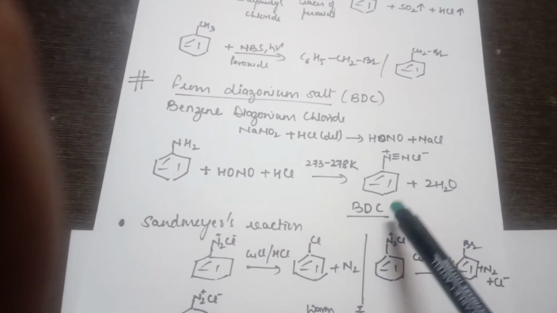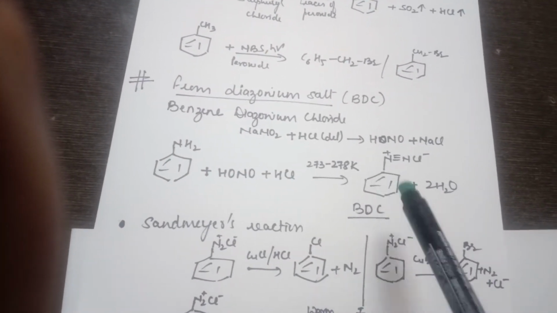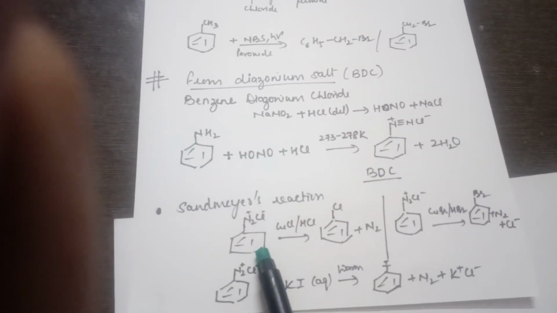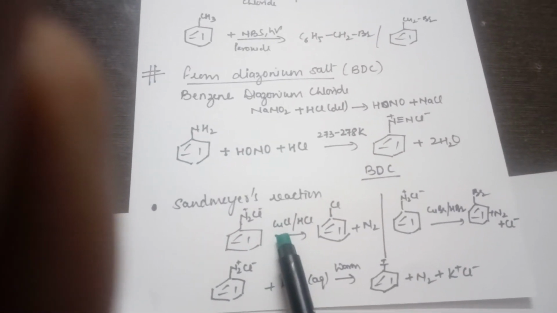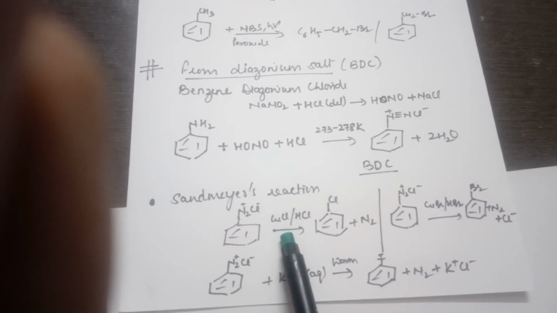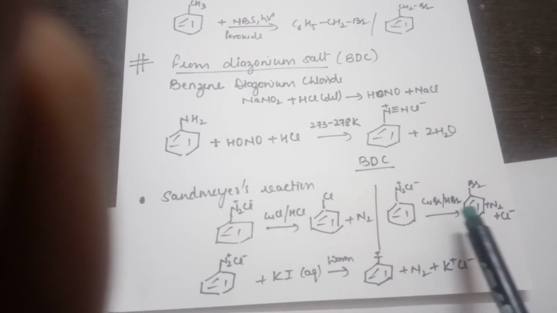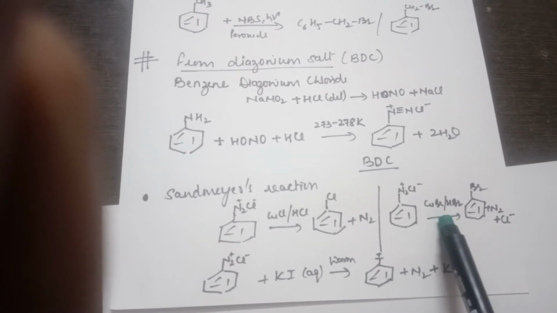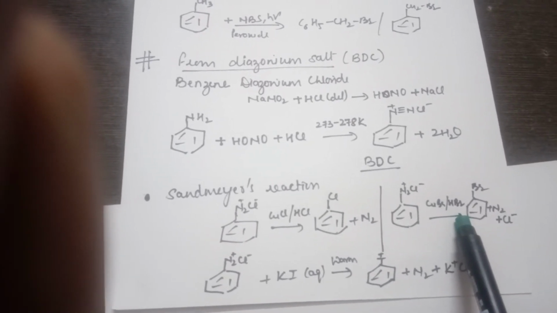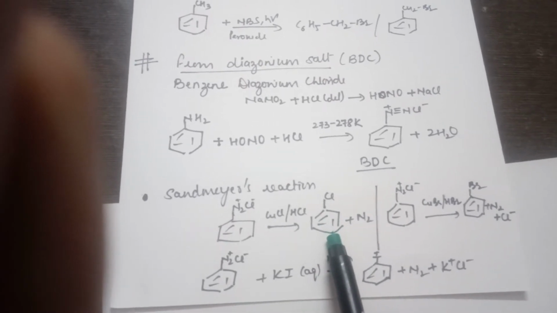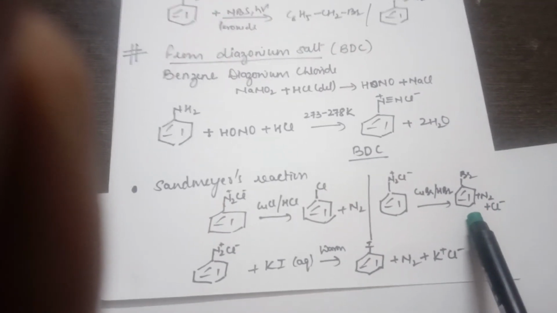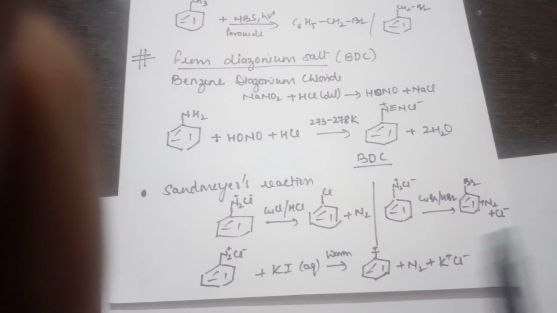It is very, very reactive in nature, and in Sandmeyer's reaction, we are using this BDC, benzene diazonium chloride. We are reacting it with cuprous chloride, CuCl, in the presence of HCl. Or if you want to prepare bromobenzene, you can take cuprous bromide in the presence of HBr. And you will get the desired product, that is chlorobenzene. Nitrogen will be eliminated. Here bromobenzene, nitrogen and chloride ion will be eliminated.